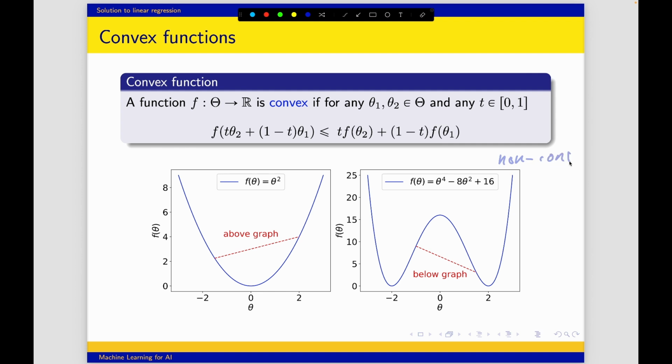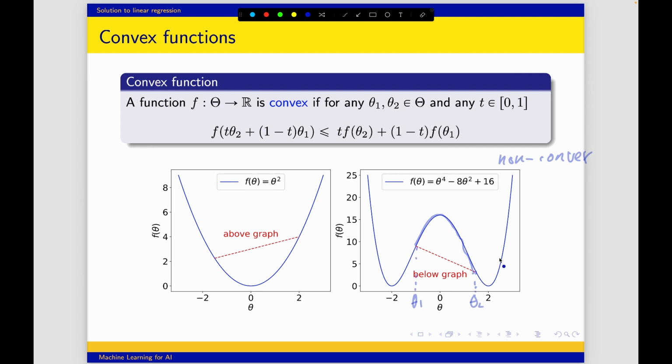Non-convex. Why? Because we can take this value of theta here, let's call that theta 1, and let's call that theta 2. And we have this line segment going from here to here, these function values. And this chord lies below the function at those two points, theta 1 and theta 2. Right? So the graph of the function lies above this chord in this region.